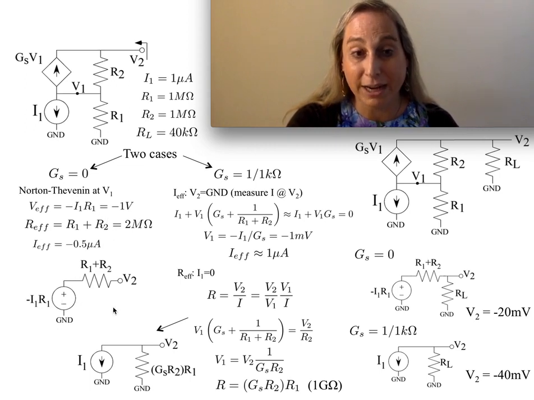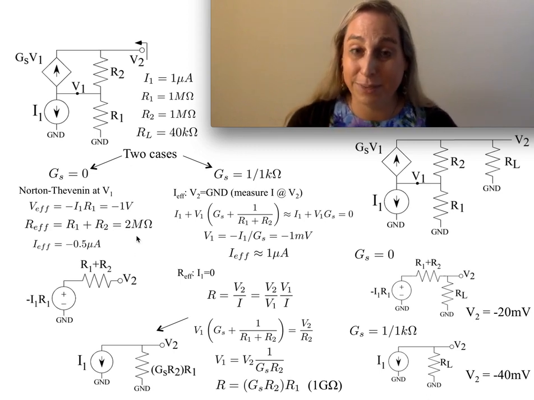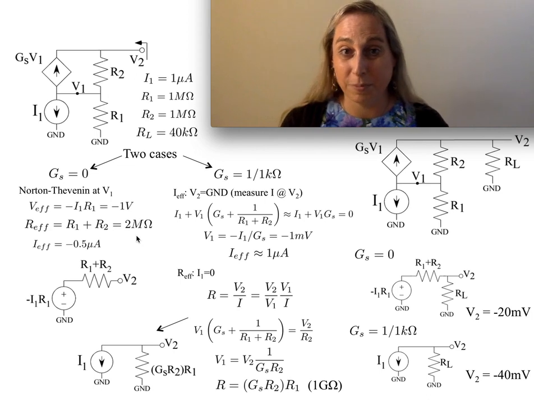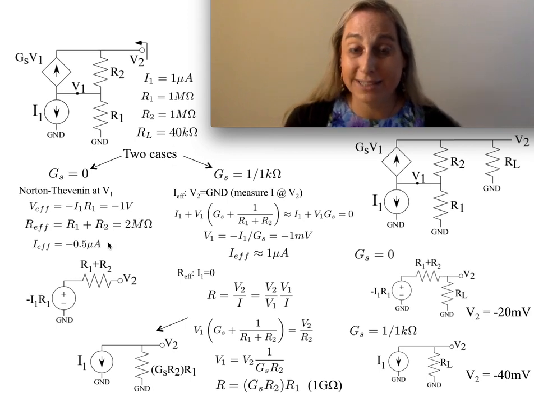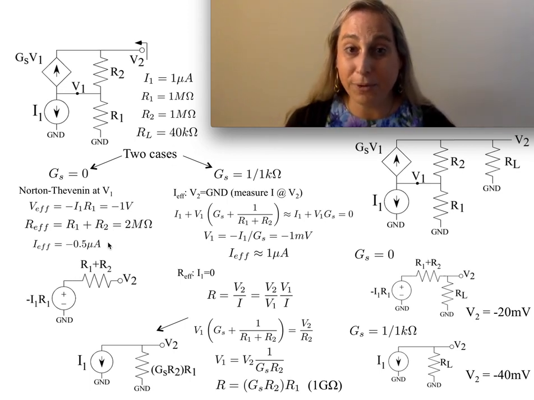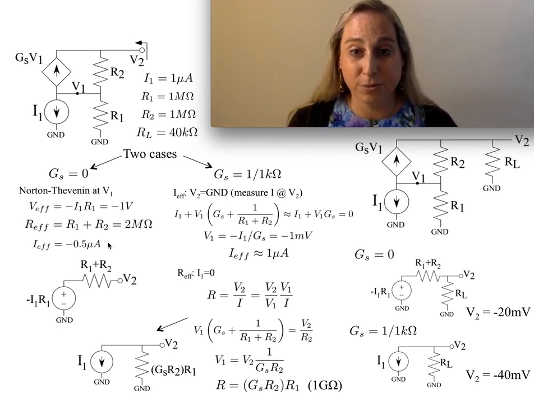Now, if you want to transform this back to a Norton equivalent, this will give you a current source and a resistance, but notice the resistance is twice as big, so you expect that when you transform it back, the current is going to be half as much. So where this was 1 microamp, the effective current is now minus half a microamp. Okay, not to worry. We can look at that a little bit as we get going.